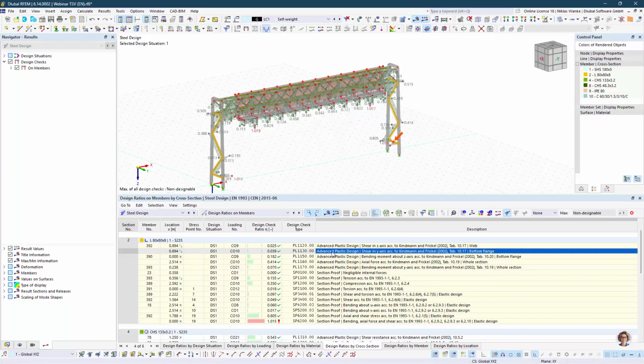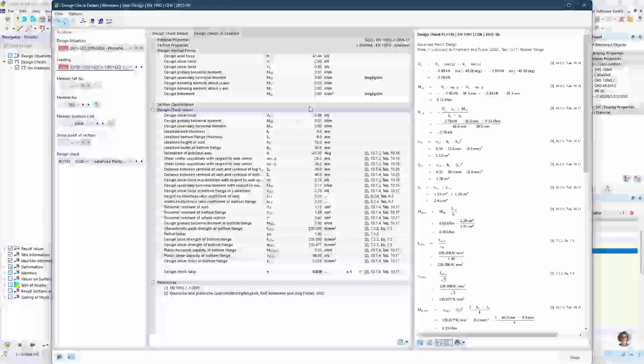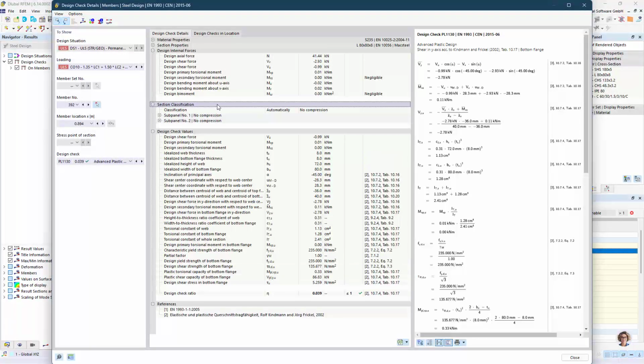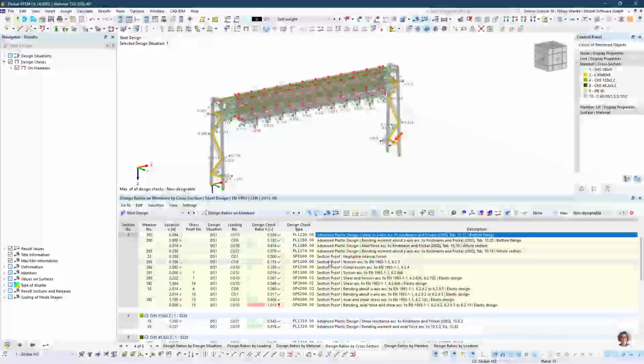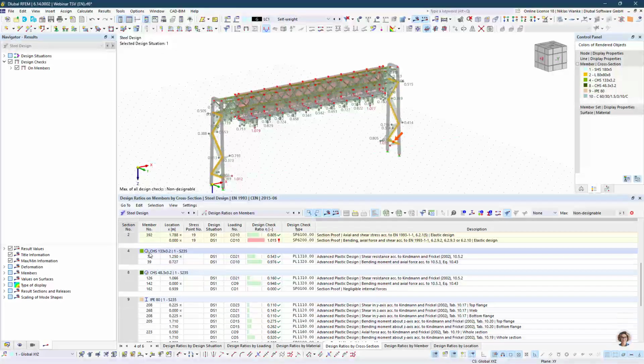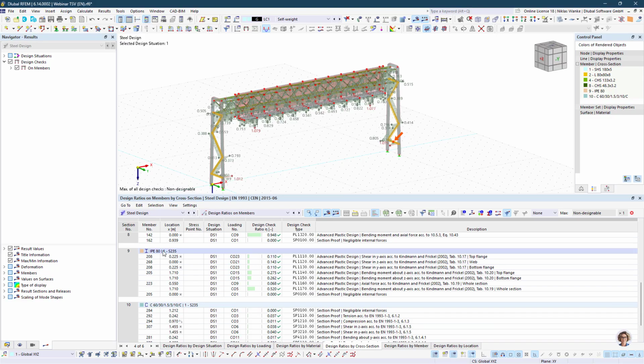For some cases, the cross-section is not classified as class 3 or 4, and these are especially the cases where we don't have any compression, so then we can still do the PIFM. For the circular hollow sections, everything looks okay. Advanced plastic design, so PIFM, is used here. Also for the IPE profile, no problem.